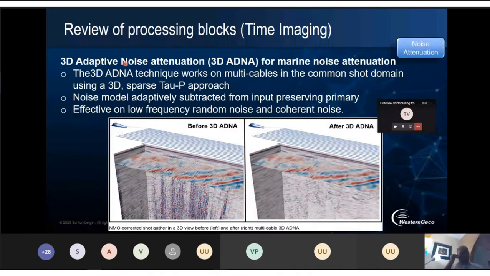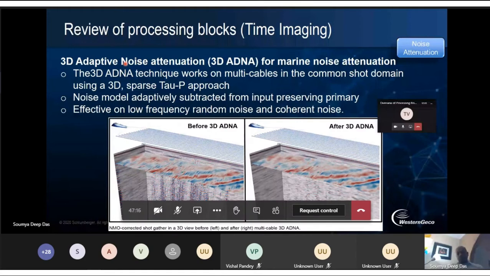So here is an example before 3D ADNA, and on the right is an example after 3D ADNA. And we can easily see the difference in how much the signal to noise ratio has been increased. This is a very nice approach used robustly nowadays to remove that random noise and, most of the time, part of the coherent noise.